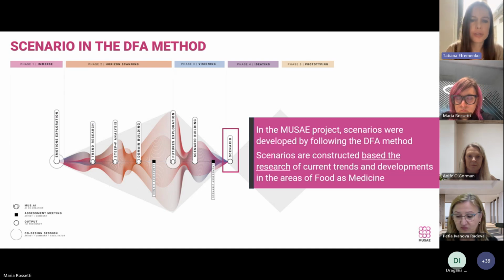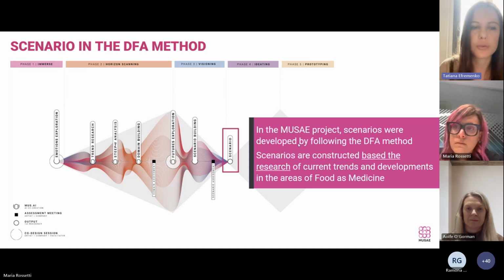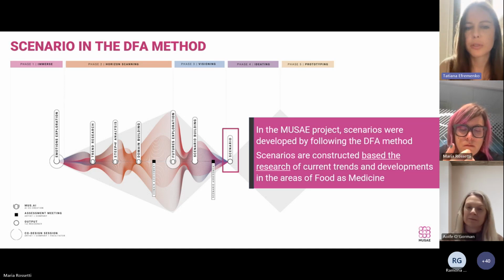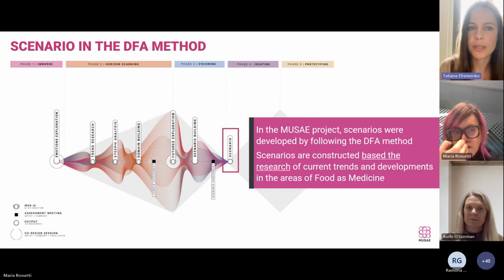So as I said before, the scenarios were constructed during the first residency by our artists that were participating in it. And so this is the first output. And the scenarios were developed by following the DFA method and all the activities that you might see on the screen. So meaning that there was the trend research done, the STEEP analysis, which means analyzing the broader context of different topics that the artists were working on. So they are based on the research of the current trends and developments in the areas of food as medicine. And it's very important to understand that these scenarios are not really something very speculative or very, very imaginative. They are evidence-based, and they are based on the things that are happening nowadays, on the directions that are changing and can be influenced in the future for the innovation. Next slide, please.